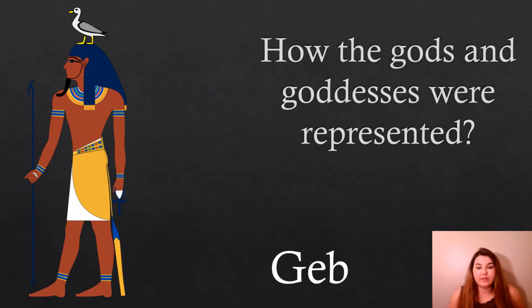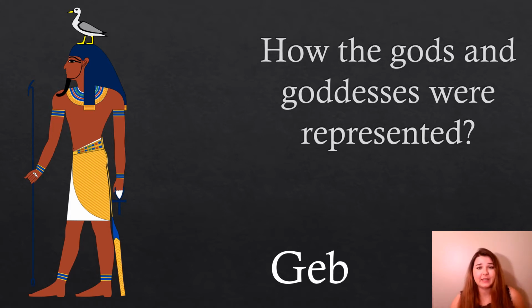So next we have Geb. Geb is represented usually as a man. He's usually in the prone position, which just means he's lying down. And then he usually has some kind of goose feather or even a goose head. I couldn't find very good representations of this, so I kind of made this image. So he's got his human body, and then he's got a goose on his head. I know that's kind of silly, but it does help you remember.